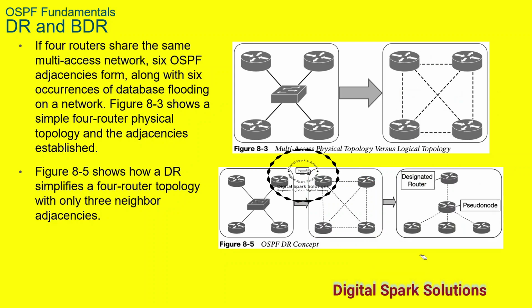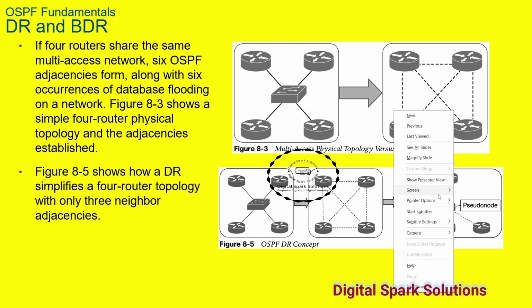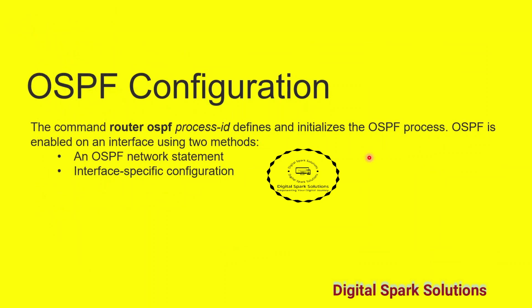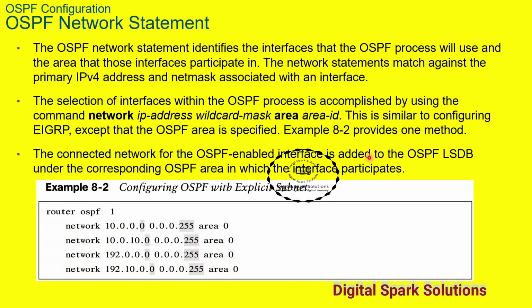Let me share the screen. Okay, so let's go to the OSPF configurations. For Cisco, we use the command in configuration mode: router ospf, then a process ID. It will take you to the OSPF configuration mode. These are examples of how we use OSPF.